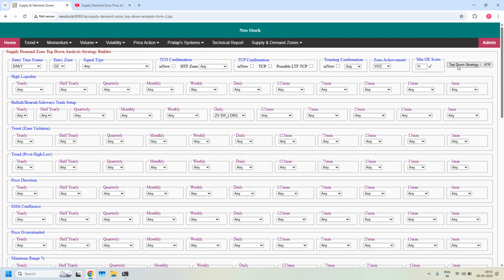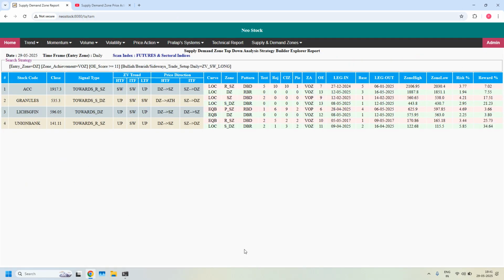Now let's filter. We got 4 stocks. These 4 stocks are supporting sideways long trade setup for monthly income trade. And the entry time frame zones are daily demand zones. See, this daily demand zone is already tested twice. Okay, next. So you need to pause the video because I'm giving you only a few seconds to watch.